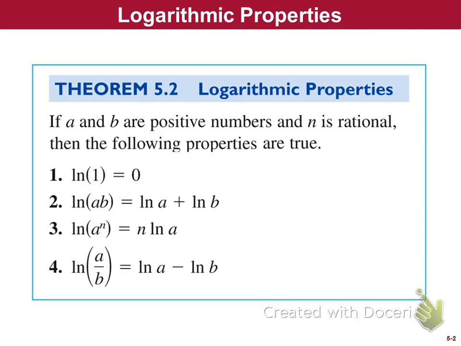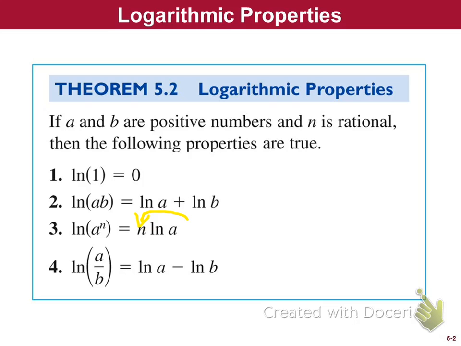First, a review of some of our logarithmic properties that you should already be familiar with. Remember that the natural log of 1 is always equal to 0. And then there are some of the expansion rules we need to remember. When you have the natural log of a product, that can expand into the natural log of A plus the natural log of B. When you have the natural log of a power, remember you would multiply by the power. That becomes n times the natural log of A.